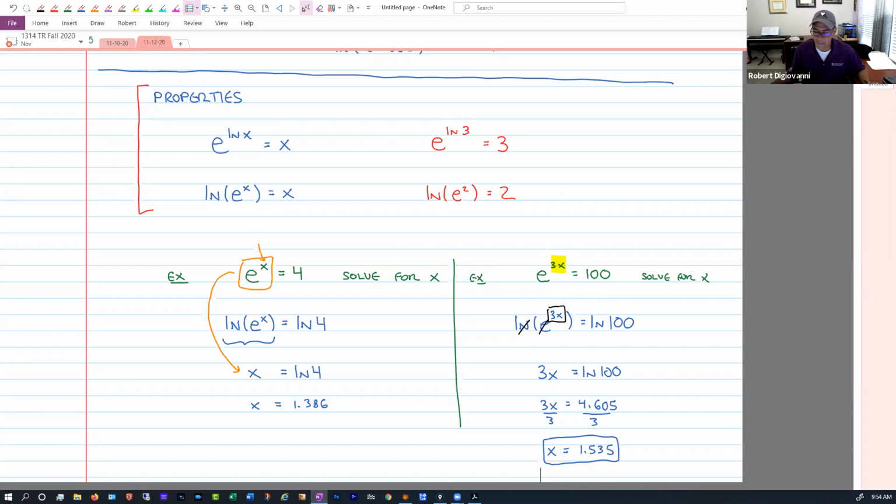Let's do another one. Okay, how about this? Next example. What if we have 30 e to the 4x plus 2 equals 96. Okay, so these things are starting to look more complicated, right?